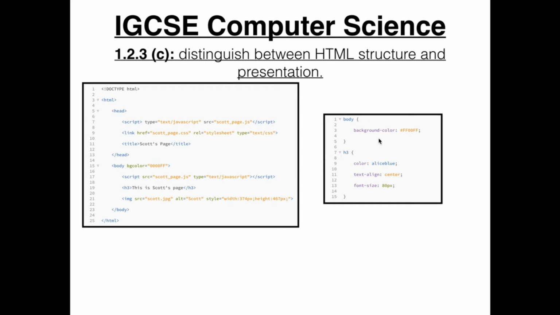Anyway, here's our CSS file. So the background color will override the background color here. So this is FF00FF, if you can't read that. And that's basically magenta, or however you pronounce it. So that really bright pinky color. And then H3 is the header. And the color of the header is Alice blue. And of course the alignment and size is also there.